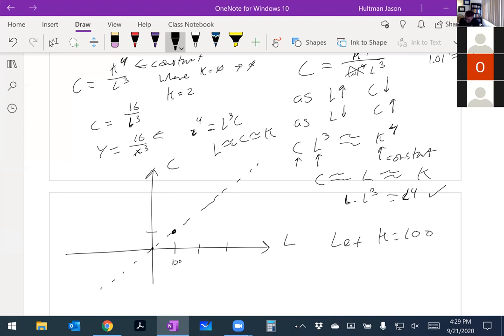Why? Because if k is equal to 100, then 100 to the 4th power over L to the 3rd power is equal to C. Does it make sense? It's going to be pretty big numbers. But what you're getting is a rational curve. And what do rational curves look like? Well, they look like this.